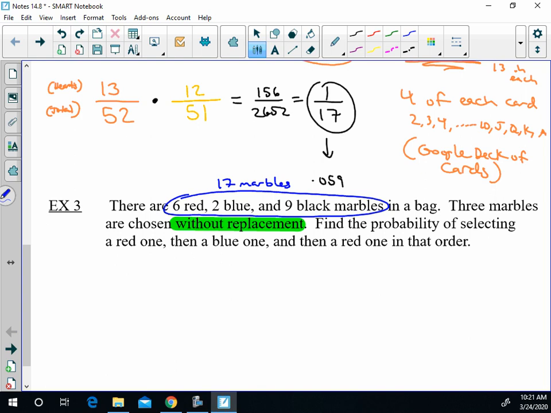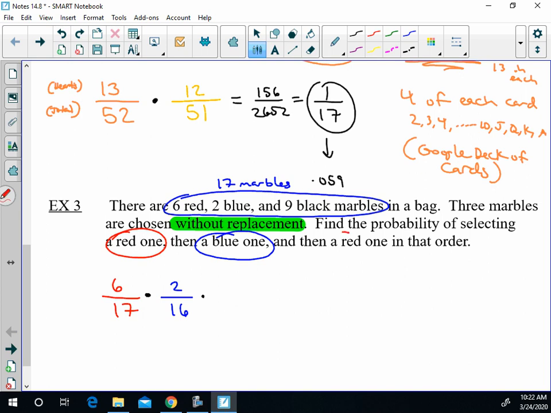All right. Without replacement, of course, means I'm going to draw a marble and I'm going to keep it. If I said with replacement, now these events are no longer dependent because I'm going back to the original start. So find the probability of selecting a red marble. Well, there are 6 red out of 17 total. Now I want the probability of a blue one. Well, there are 2 blue, but how many marbles are still in our bag? Remember, we took a red one out and didn't put it back. So now we're down to 16.